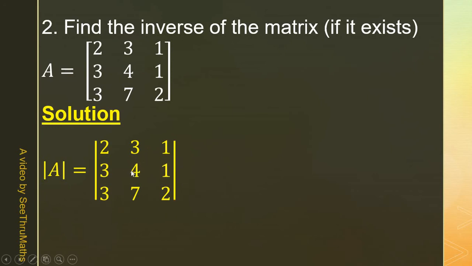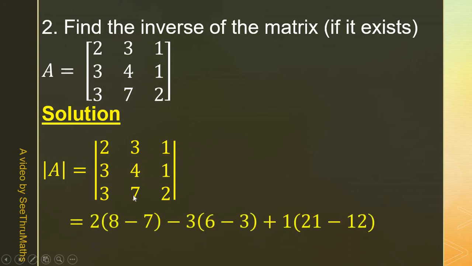So multiply by this one. That means 4 multiplication 2 minus 1 multiplication 7. So directly I'll write it as 8 minus 7. 2 multiplication 8 minus 7.